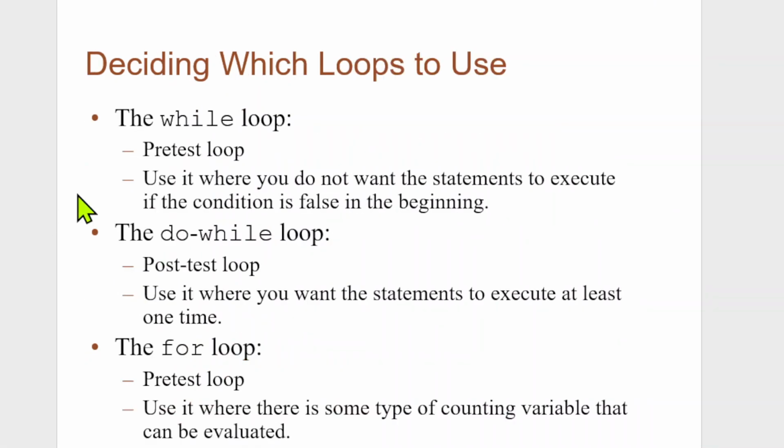Deciding which loops to use. Okay, so keep in mind the while and the for are both pre-test loops, while the do while is post-test. That means the first time it goes through, it's going to execute every single time. You can use a pre-test loop when you don't want the statements to execute if the condition is false at the beginning. Use a do while loop, a post-test loop, when you want statements to execute at least one time. And use the for loop when there's some type of counting variable that can be evaluated. Not necessarily, you can use for loops for other things too, but it's a good rule of thumb, and that's probably what is on the test.